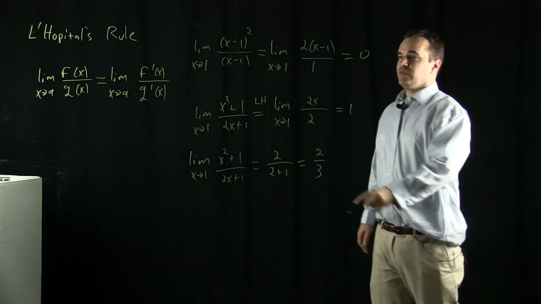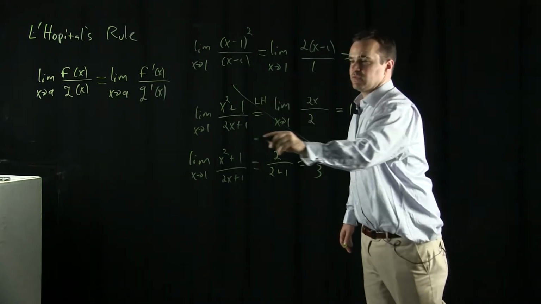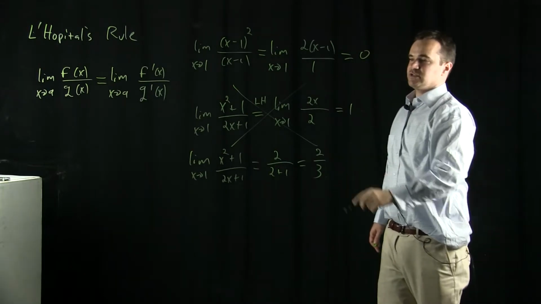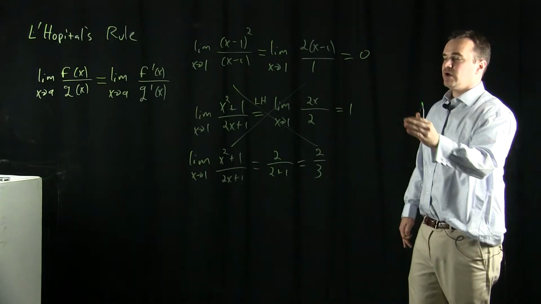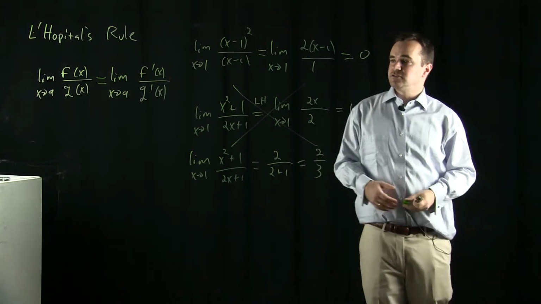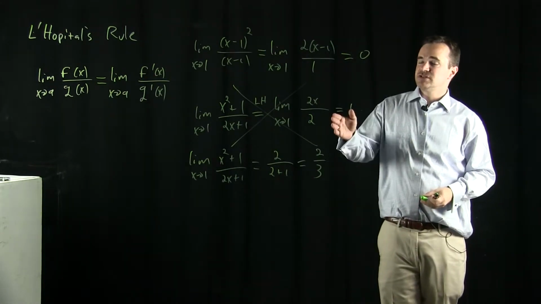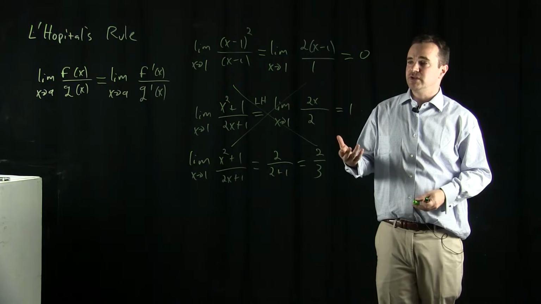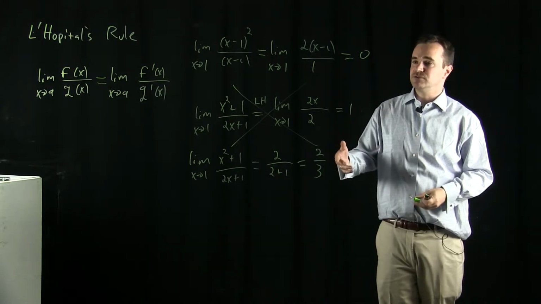So it turns out that this top one is wrong. This is actually the right answer. The reason why L'Hopital's rule didn't work here is because this is not an indeterminate form. This does not give me 0 over 0 or infinity over infinity when I plug in x equals 1.